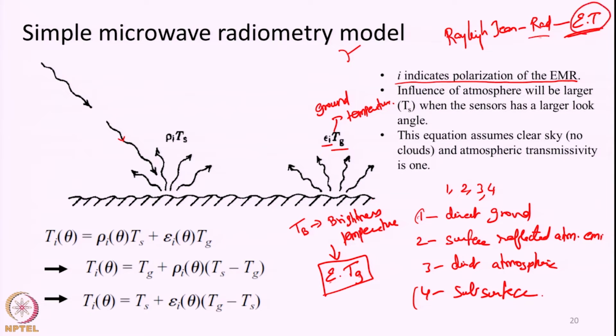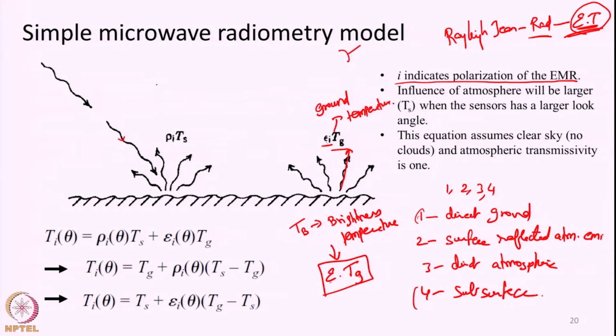So, rather than talking in terms of radiance, it is easy to talk in terms of brightness temperature in passive microwave radiometry. We will just look at how objects interact or how objects emit in terms of their brightness temperature. So, this is the ground temperature and the product of its emissivity. This is the brightness temperature emitted by land surface.